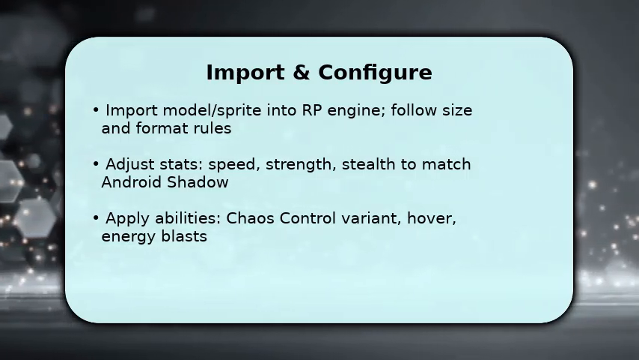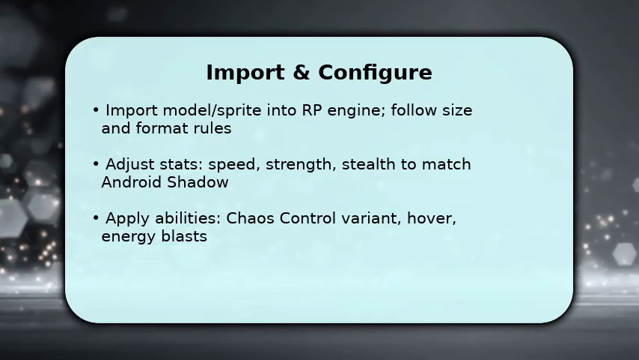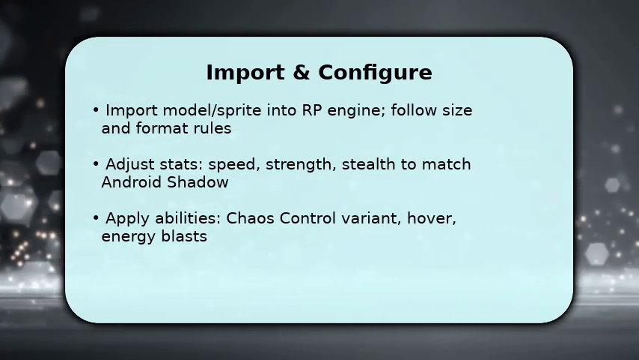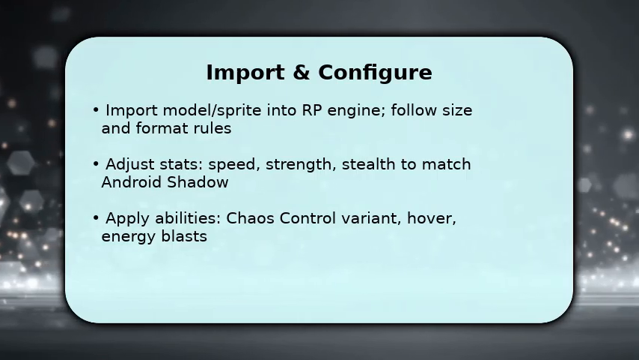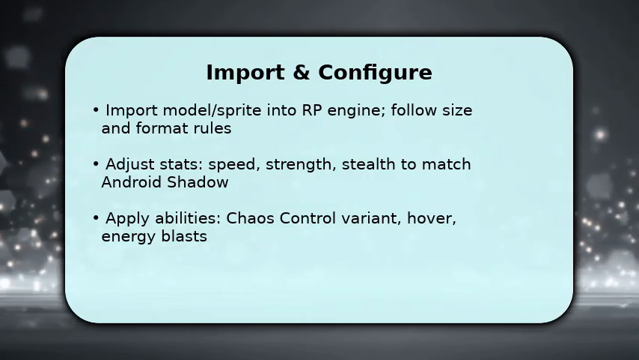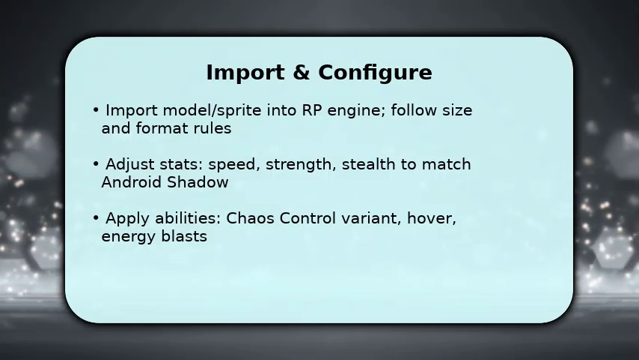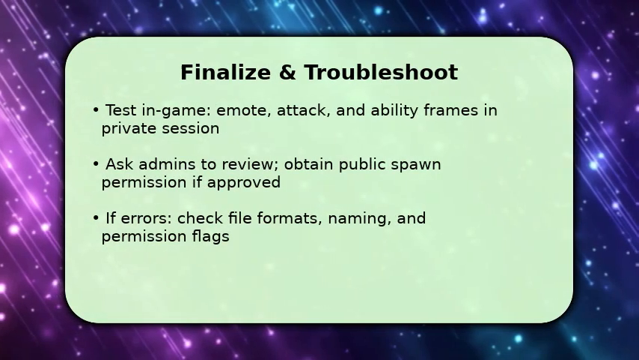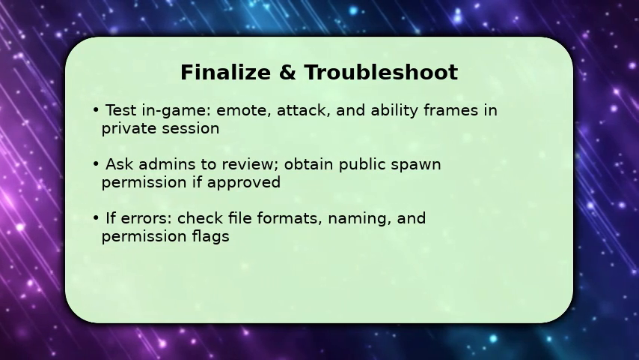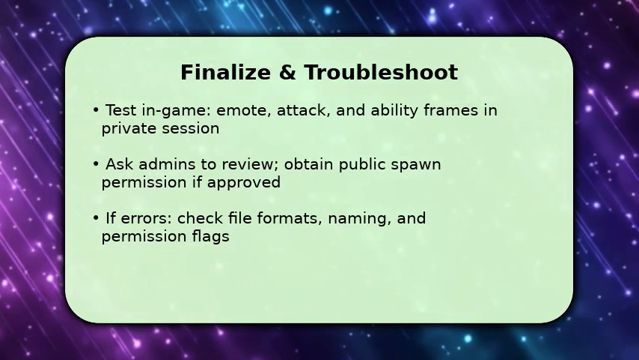Make sure to add custom abilities like a chaos control variant or hover dash. Tag cooldowns in seconds so admins can audit. Save a backup copy and test animations in a private instance to catch timing and collision errors. Finish by running a full in-game test. Emulate combat, emotes, and ability chains so you see hitboxes and cooldowns.